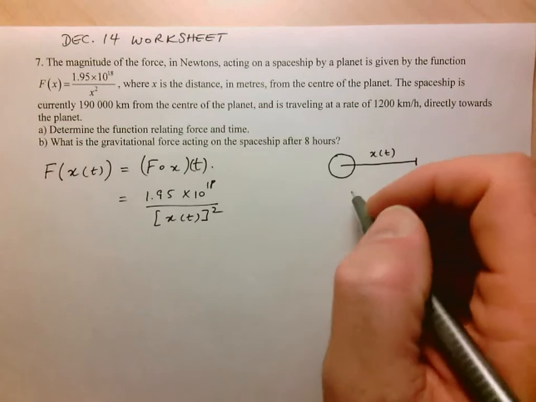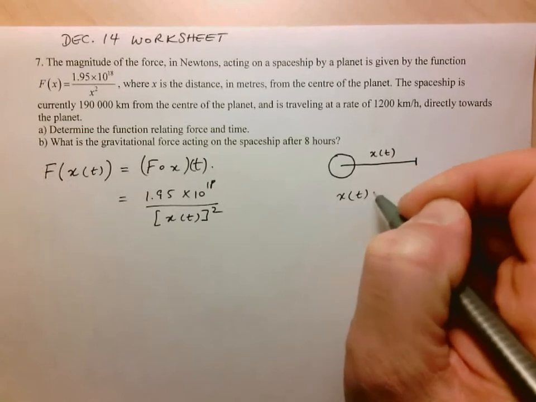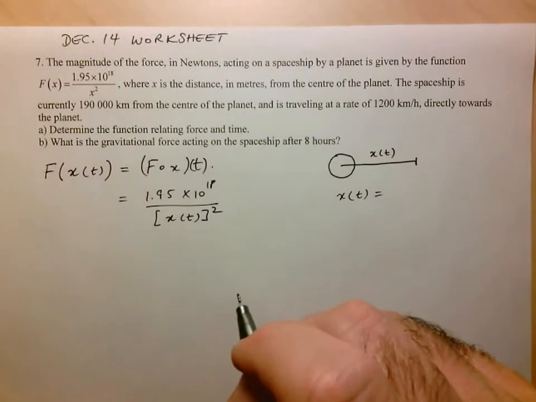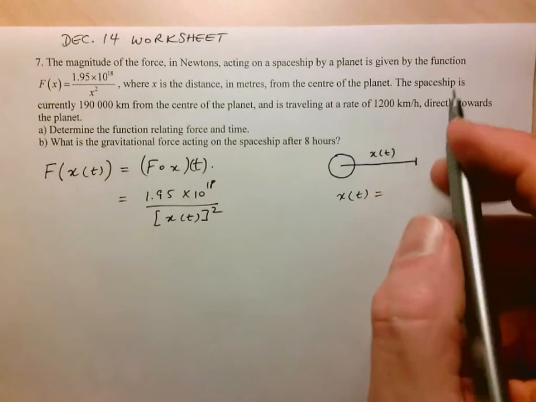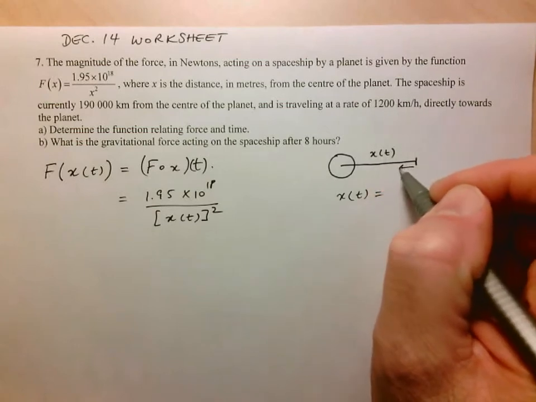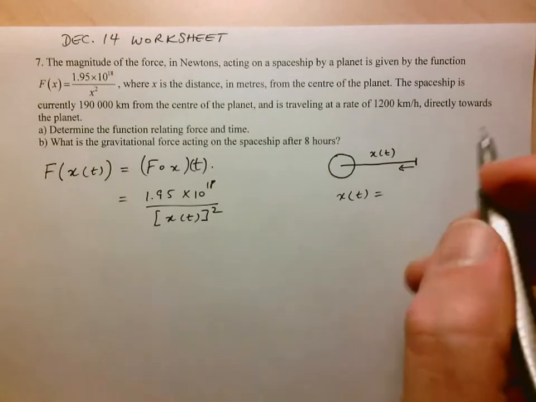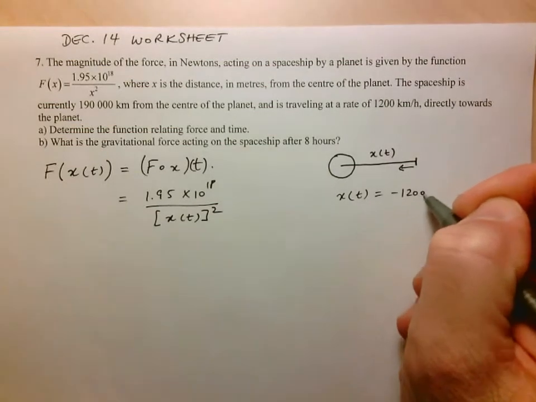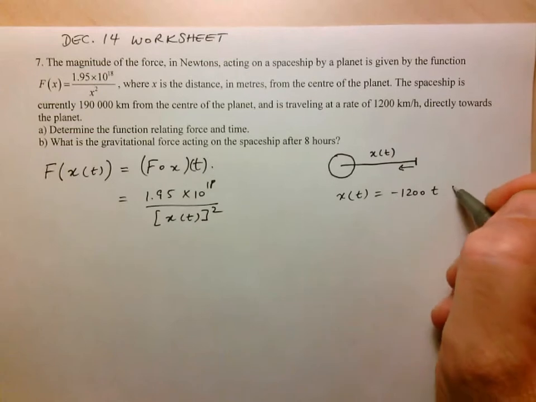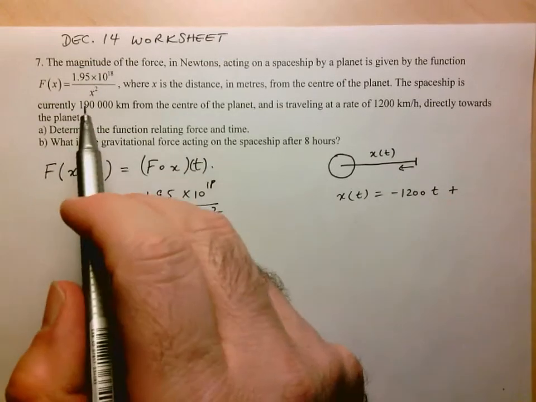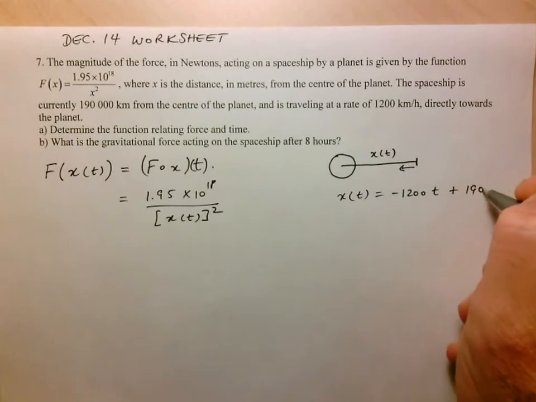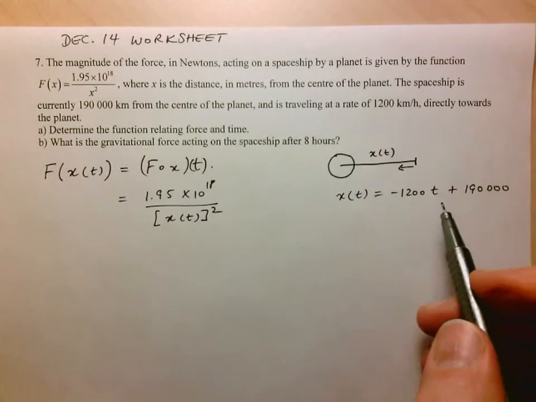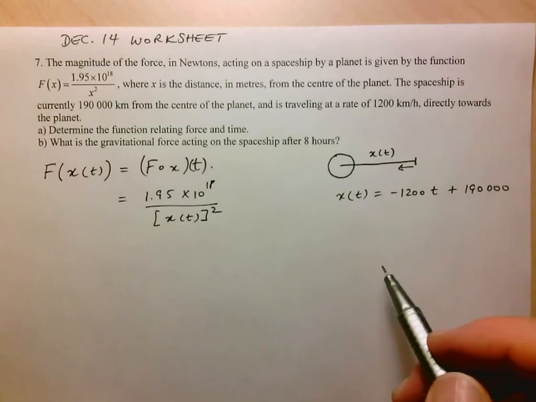So how do we write out a linear function? Well, it just has the form y equals mx plus b. Here the rate of change or the slope will be 1,200, but it's actually going to be negative 1,200 because the distance is decreasing over time. So we have negative 1,200 t plus b, which is our initial value. And in this case, they give us that our initial value is 190,000. But of course, again, this is in kilometers, and we need to write this in meters.